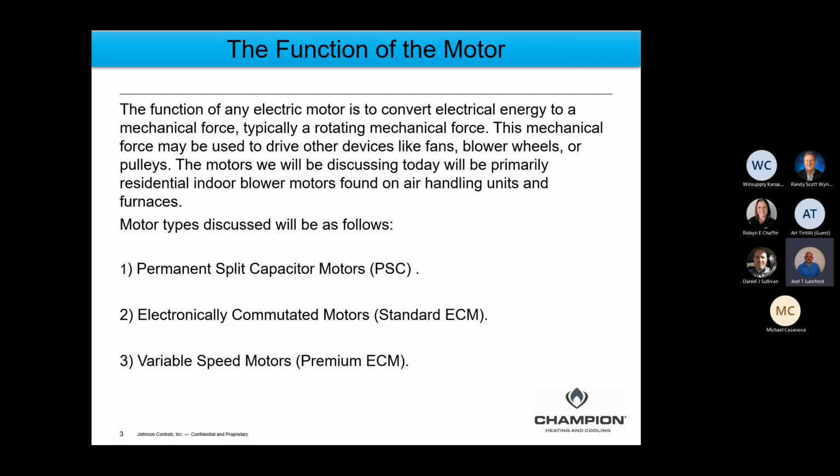In addition, we're also going to talk about variable speed motors, which are another type of ECM motor, but we consider those a premium ECM motor. So we have a standard ECM motor, which would be like the old X13 designation type of motor, and then a variable speed motor, which is a type of ECM motor, but it's considered a premium ECM motor, and we'll get more into that in a little bit as well. Any questions or comments so far?